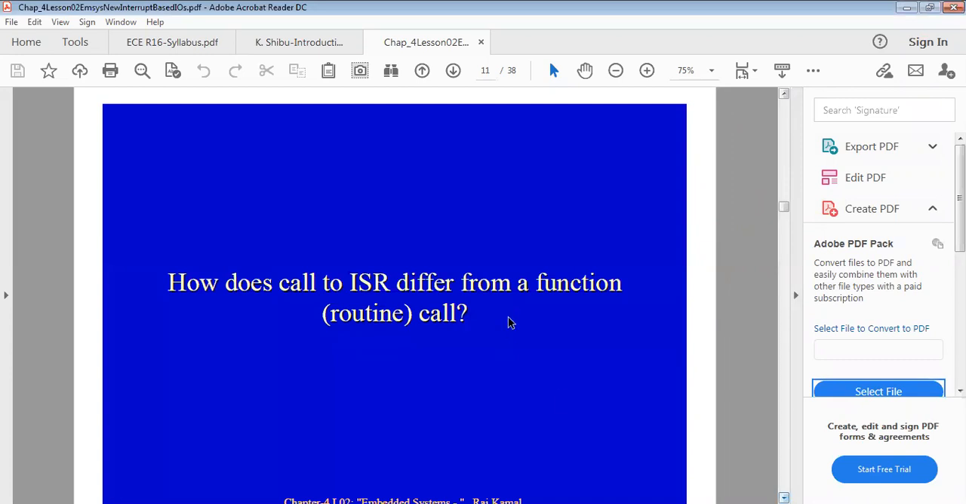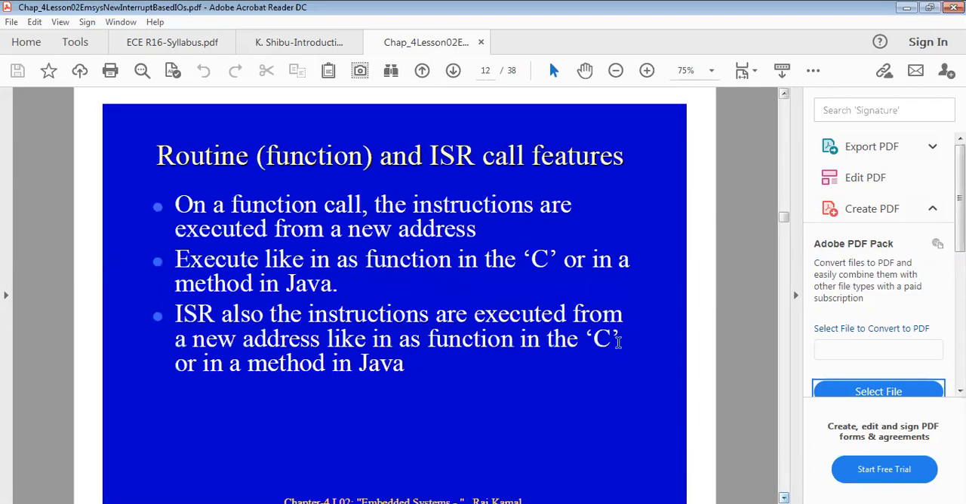See here, how does a call to an ISR differ from a function call? The call function is somewhat different from the ISR call. On a function call, the instructions are executed from a new address, like a function in C or any method of Java. For an ISR also, the instructions are executed from a new address, like a function in C or any method of Java.